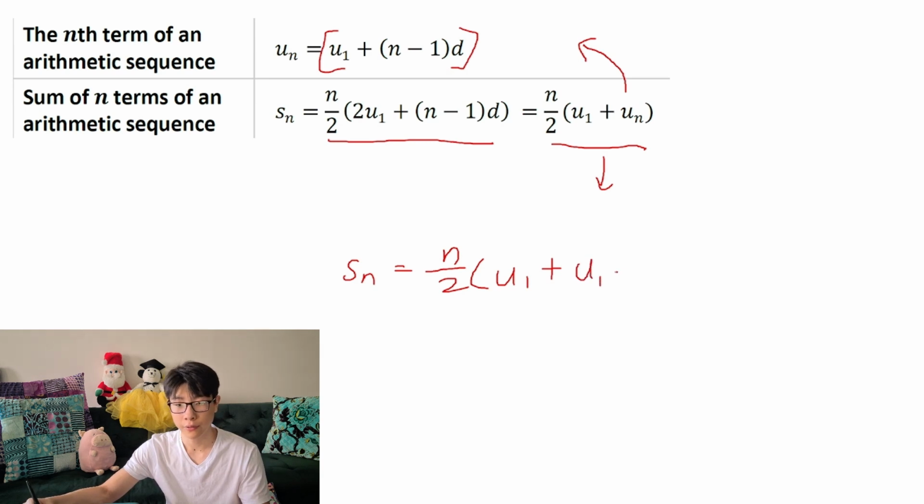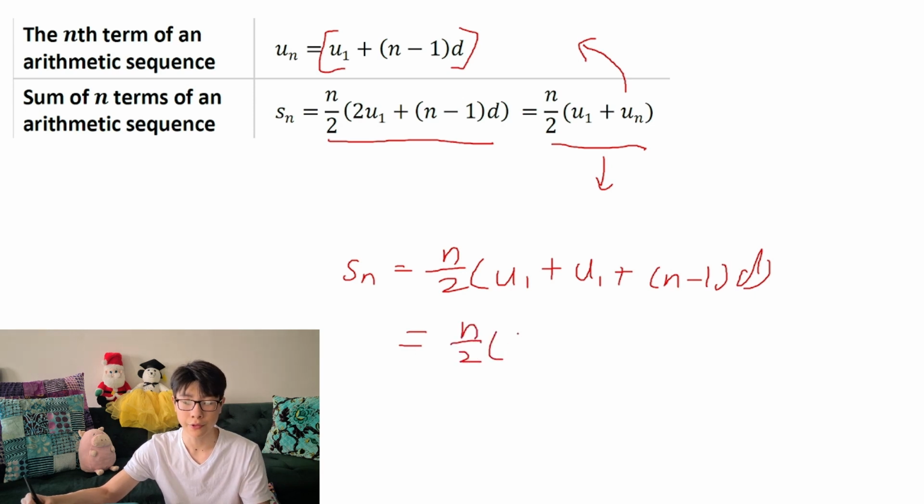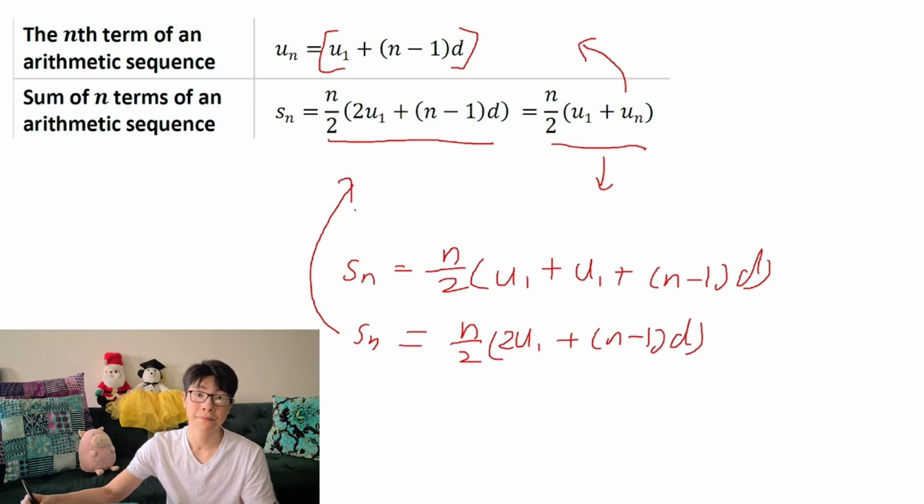So if it's substituted, we can just write it like this. Okay, and you'll find if we simplify this down, we're going to get n over 2 times u1 plus u1, meaning it's 2u1 because it's two of them, plus n minus 1 times the common difference. And that's the same equation as this one.